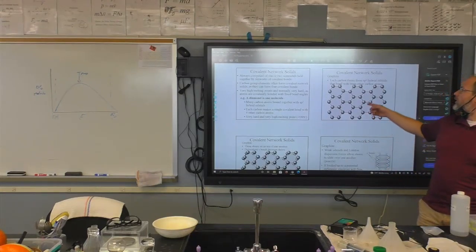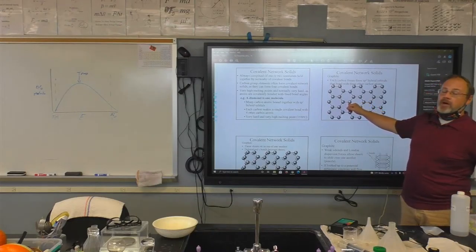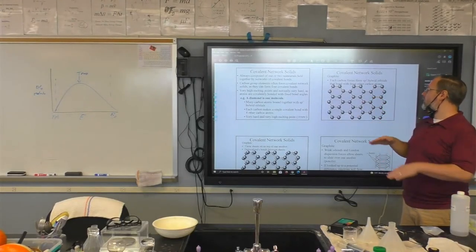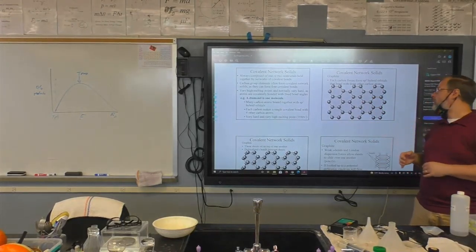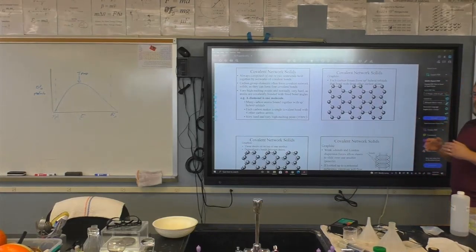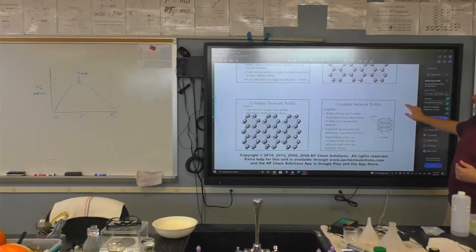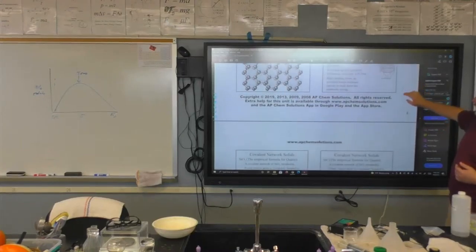So graphite is another situation where you have a single atom of carbon bound to three others in a different configuration. They're kind of planar, like sheets. So that's graphite. In diamond, they're all tetrahedral. Yeah, so there we go.